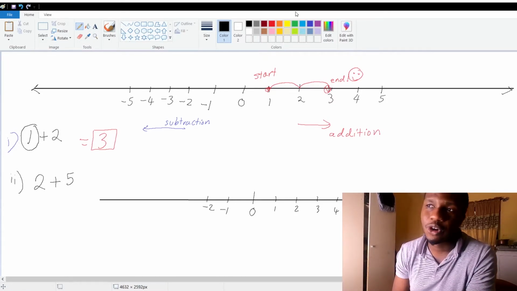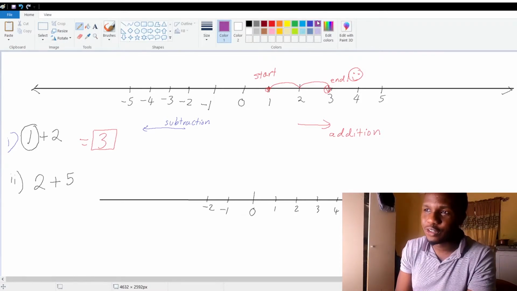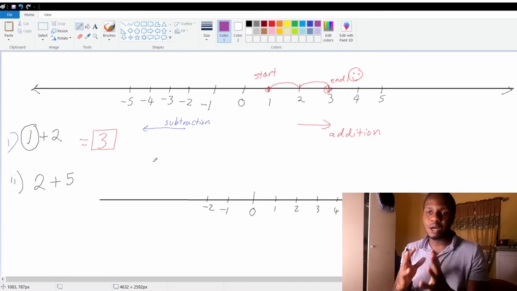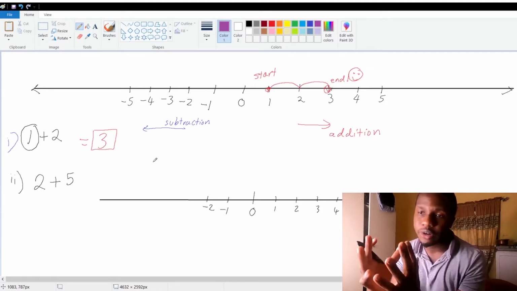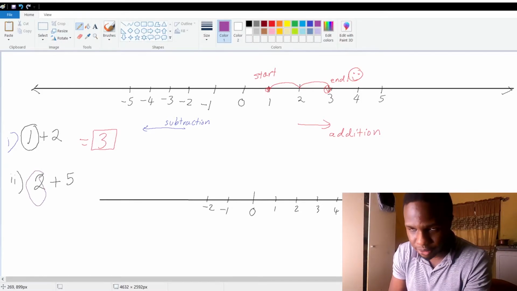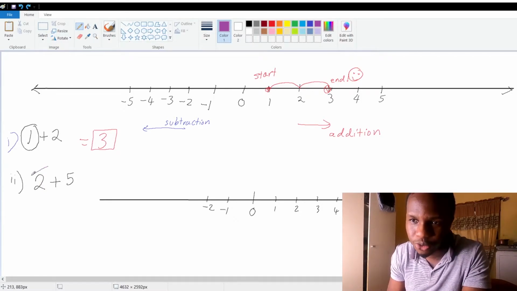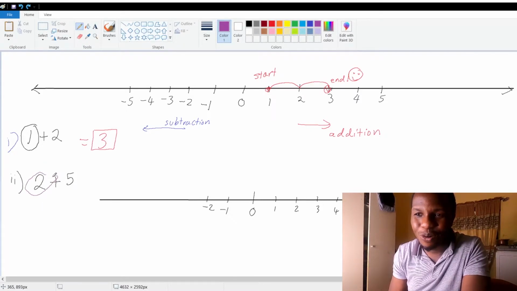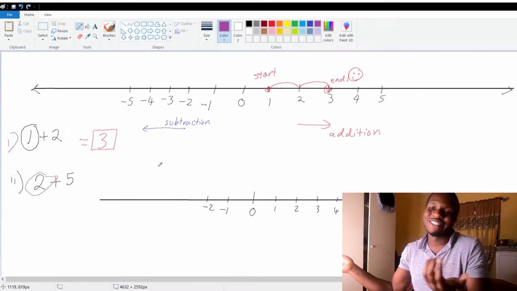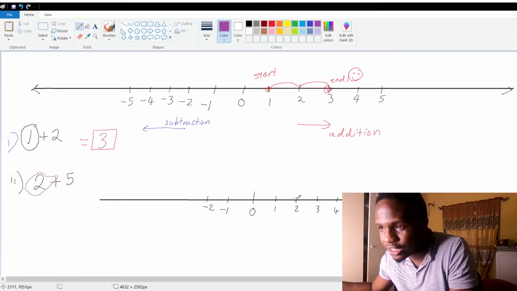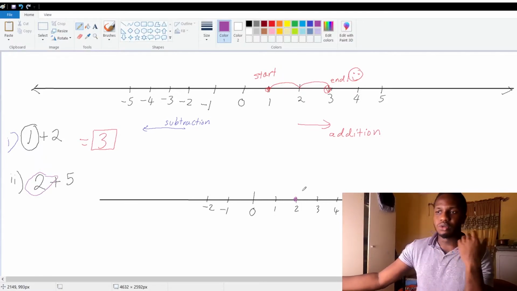So let me use a different color just because I feel like using a different color. Let me use purple. Purple is nice. So same process. How do we add 2 and 5? We start from 2. This number on the left shows our starting point, okay? The circle I drew was not good, but oh well. This number on the left shows our starting point. So I'm going to start here, which is 2.